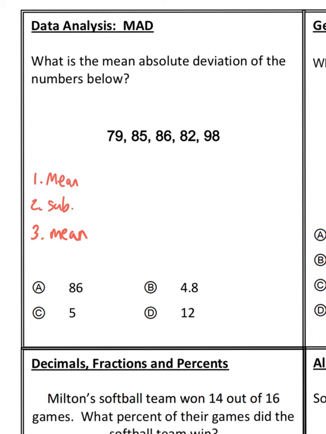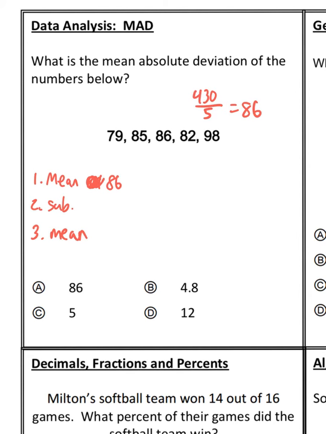So, first thing we're going to do is we are going to find the mean. So that means we got to add up these numbers and divide by 5. And the numbers add up to 430. Divide by 5 because there's 5 numbers. And when you do that, you should get 86. So 86 is the mean. I like to write it right here. Ooh, I wrote 84. I guess I should write 86.